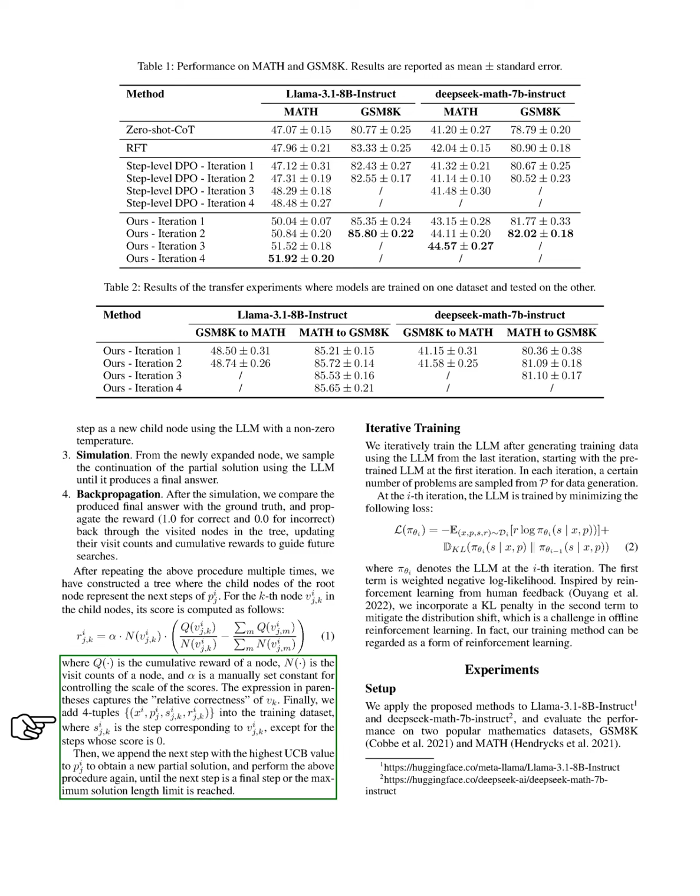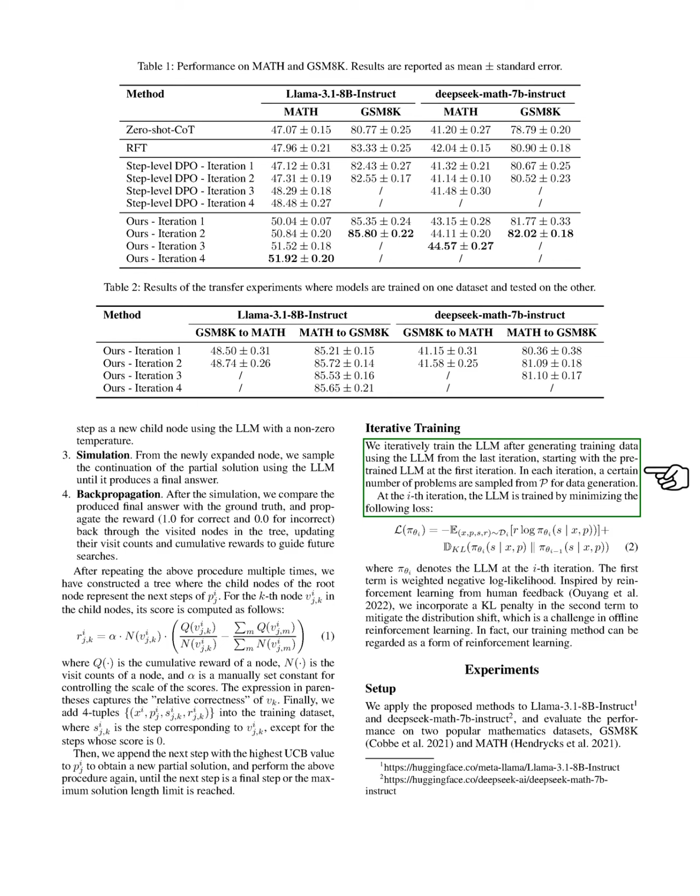Section: Iterative Training. In this section, we iteratively train the large language model (LLM) after generating training data from the previous iteration, beginning with a pre-trained LLM in the first iteration. During each iteration, we sample a specific number of problems from a set for data generation. At the ith iteration, we train the LLM by minimizing a loss function, where the first part represents the weighted negative log likelihood.